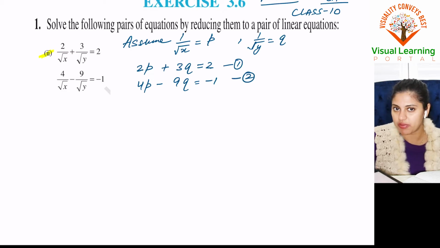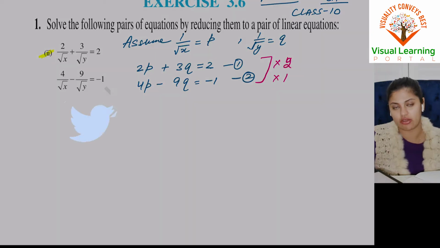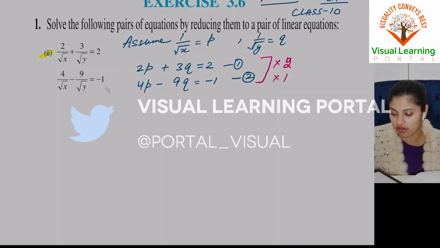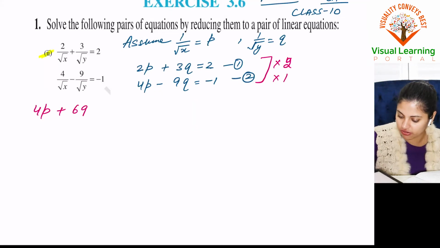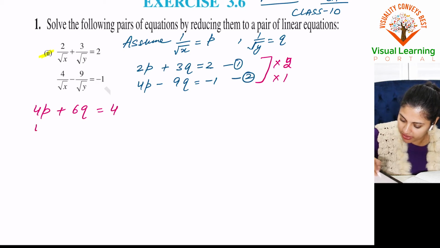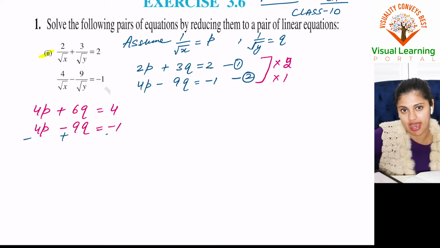Now, same algebraic methods: either you can use cross multiplication, substitution or elimination. My favorite is elimination. It's easy to do. So let's do the elimination method. If I multiply this with 2, then I also get the 4 over there. So it will be 2 2s are 4p plus 3 2s are 6q is equal to 2 2s are 4. And you're going to write 4p minus 9q is equal to minus 1 as such.